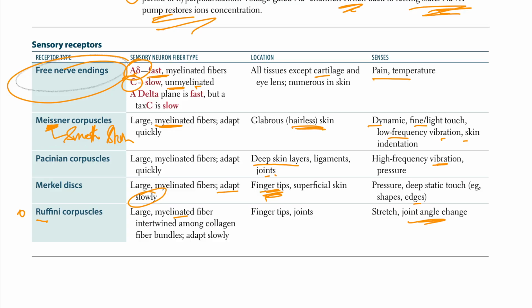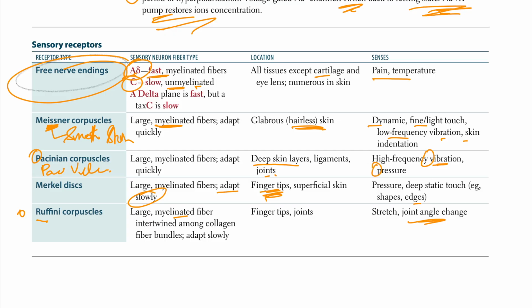Pacinian corpuscles: think of pace, as in pace velocity. So V for velocity, V for vibration, and P for pressure.